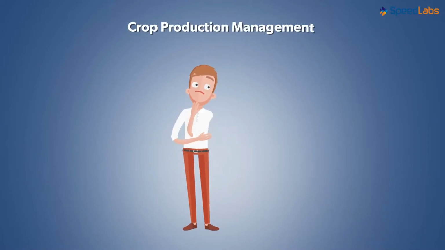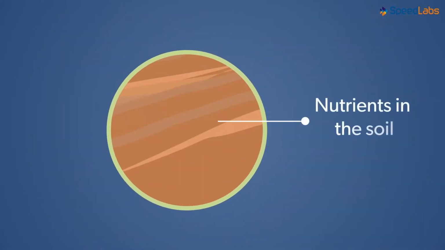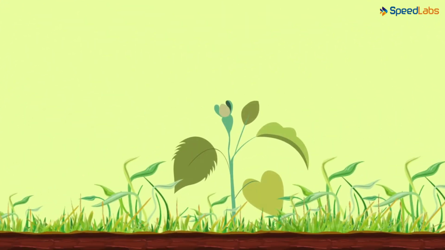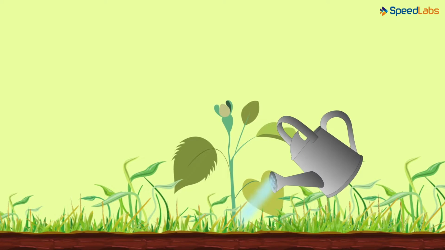What aspect of crop production management did we study in our last video? We saw how we can manage the nutrients in the soil. In this lesson, let us look at another important requirement of plants. Water. Without water, plants cannot survive as it is the basic requirement for all types of agricultural activities.